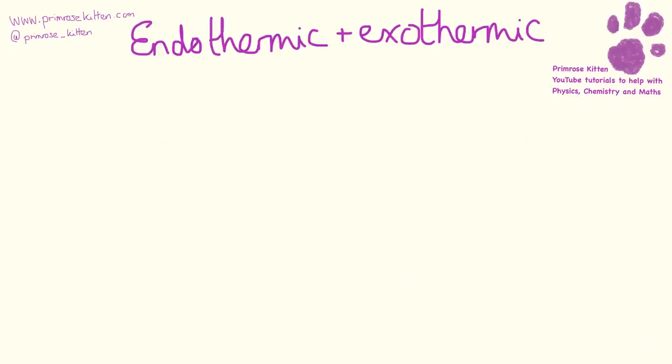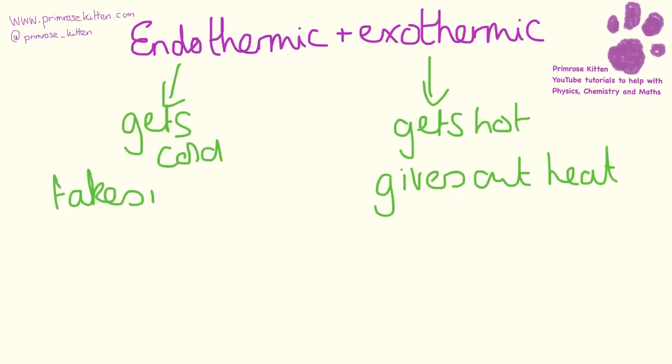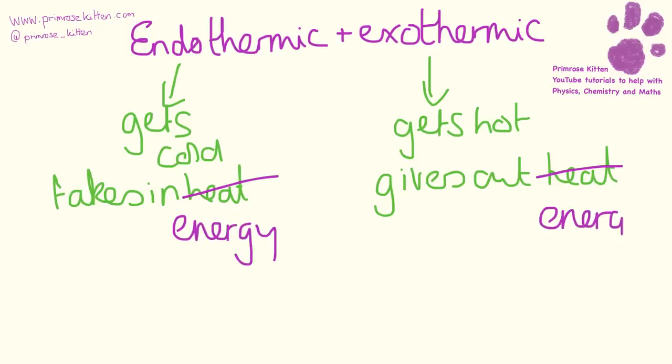Endothermic and exothermic are very complicated words for gets cold and gets hot. And if we think about this in terms of energy, if we say something is exothermic, it gives out heat, and something that is endothermic takes in heat. If we want to make this a bit more sophisticated and talk about energy, we can just replace the word heat with energy. So something that is endothermic takes in energy, and something that is exothermic gives out energy.